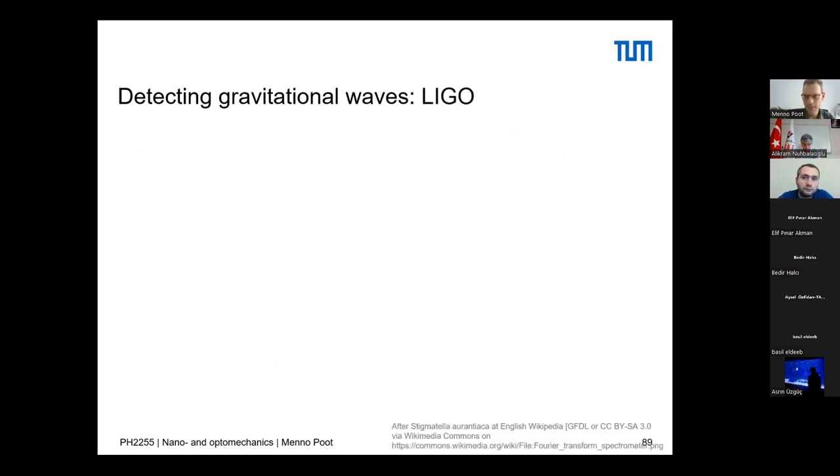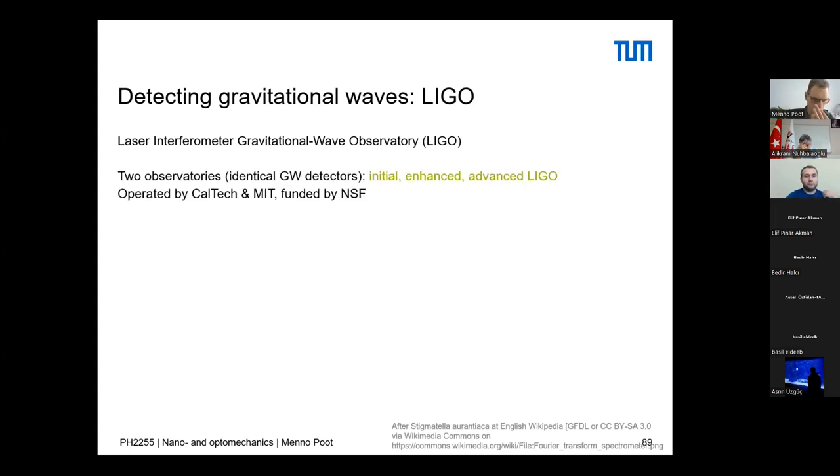So let's now take a closer look at what is required to actually reach this detection event. As I said, the detector is called LIGO. It consists of two observatories, and the word LIGO is actually an acronym. It stands for Laser Interferometer Gravitational Wave Observatory. There are two identical gravitational wave detectors, one in Louisiana, one in Washington state. They are operated by Caltech and MIT, and they're funded by the National Science Foundation.